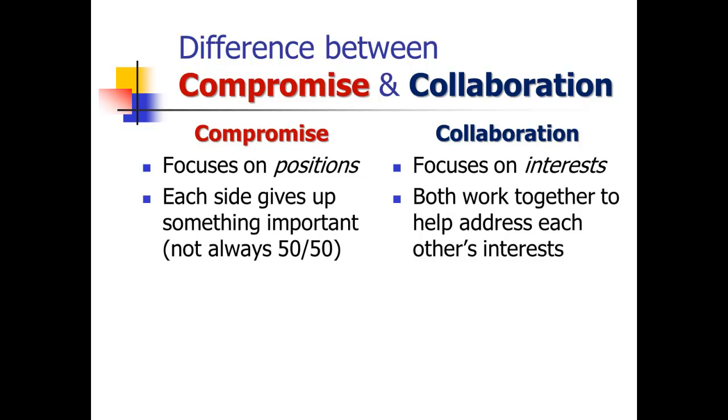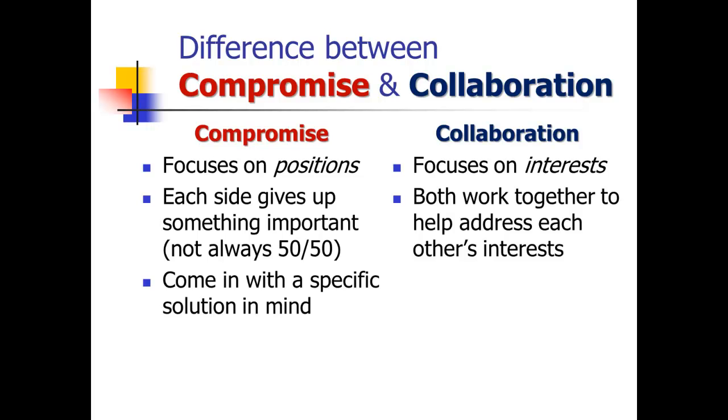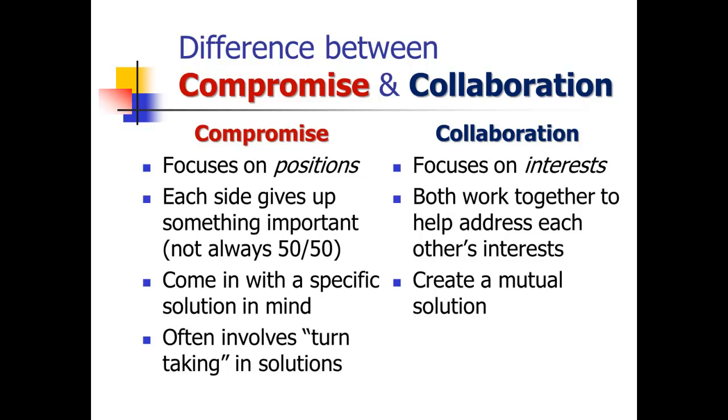So in collaboration, you might suggest a solution that might benefit the other person in one area but not benefit you, because there could be something else out there that you could do simultaneously that would also benefit you. In compromise, you often come in with a specific solution in mind. Hey, I know how I'm going to solve this problem. Whereas in collaboration, you work together rather than it's my idea versus your idea. But in compromise, it often involves turn-taking. You get what you want this time, and then next time I get what I want. I want Mexican food and you want Chinese food. Well, tonight we'll go to the Mexican restaurant and tomorrow night we'll go to the Chinese restaurant.